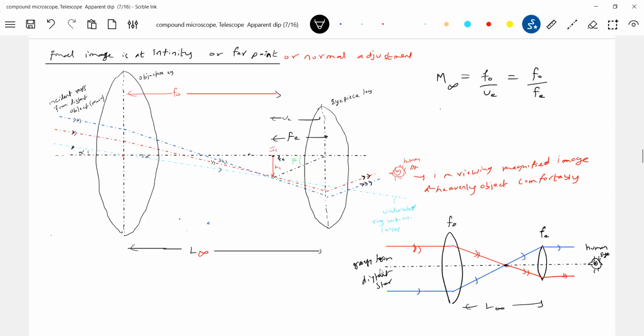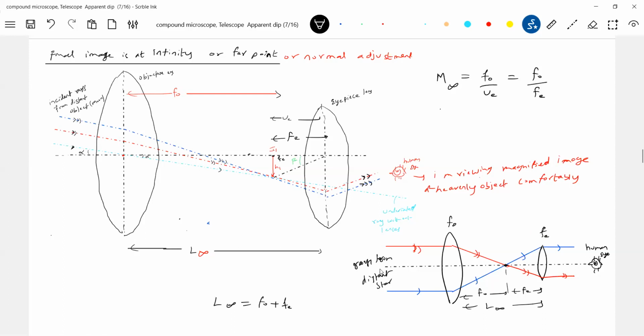What should this length be equal to? F naught, and this length is equal to Fe. So what is the length of the tube? Usually a telescope is always used in normal adjustment, that is, when the final image is at infinity. Okay, fine. So this is the theoretical idea.